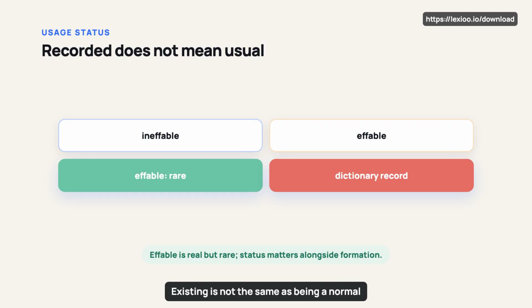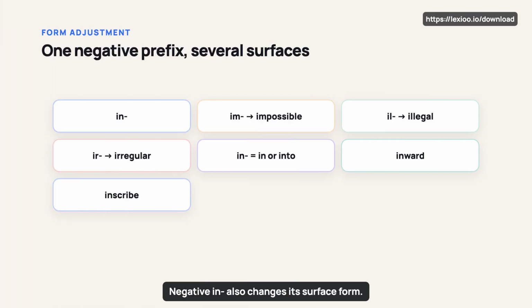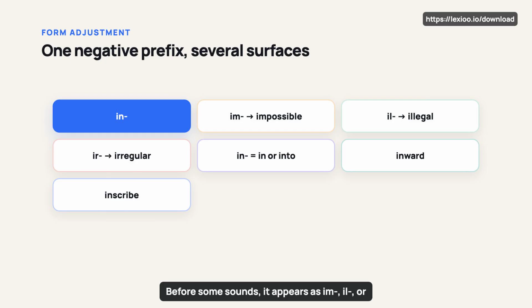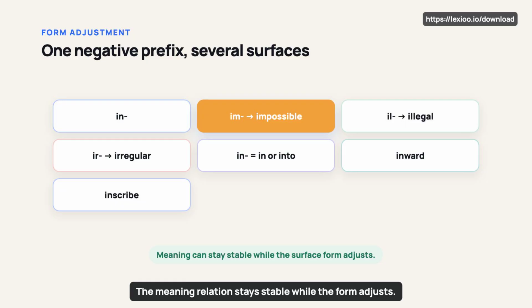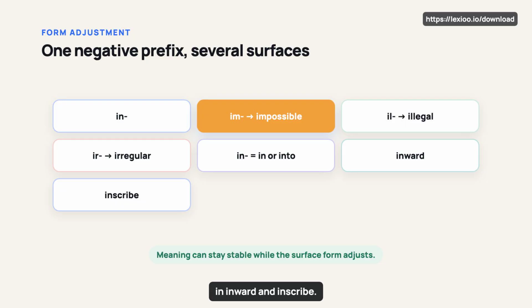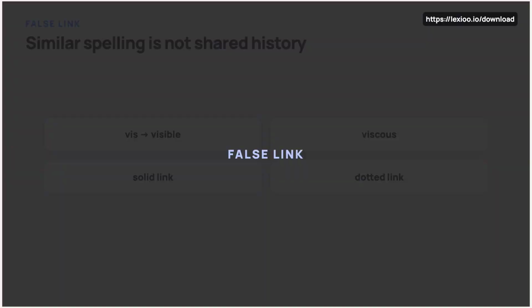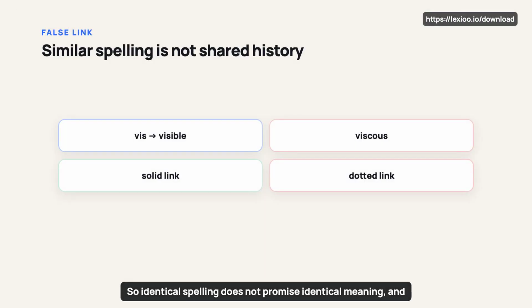Existing is not the same as being a normal choice. Negative in also changes its surface form. Before some sounds, it appears as im, ill, or ir: impossible, illegal, irregular. The meaning relation stays stable while the form adjusts. But in can also mean in or into, as in inward and inscribe. So identical spelling does not promise identical meaning, and similar spelling does not promise the same root.